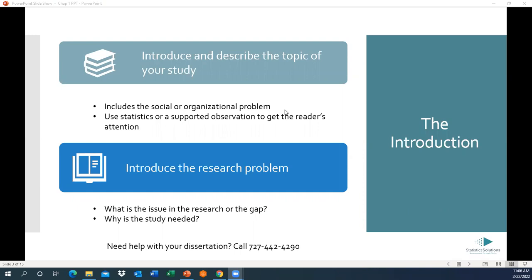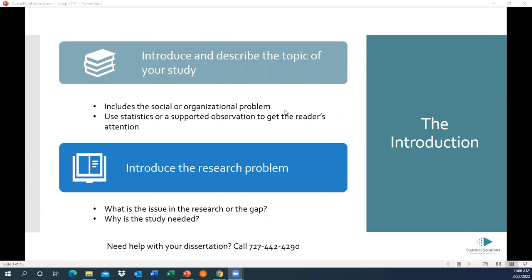use statistics or a supported observation from a peer-reviewed source to kind of anchor that, to show that there is a problem. And of course, you want to use recent sources here or recent statistics, right? If you're talking about some kind of labor shortage or attrition, like I said, of special education teachers, don't give a statistic from 10 years ago to anchor that. Give as recent a statistic as you can.